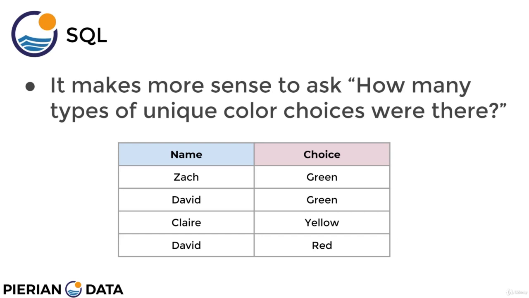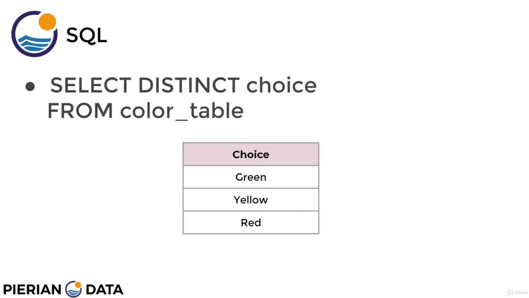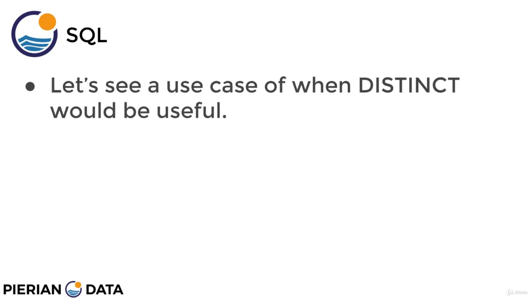It probably makes more sense to ask how many types of unique color choices were there. So what we can do is say SELECT DISTINCT choice from the color table, and here we have all the distinct or unique color options that were chosen. Let's go ahead and see a couple more cases of when DISTINCT would be useful. We're going to jump over to pgAdmin.